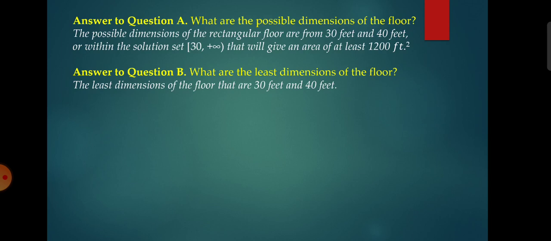Because the smallest area is 1,200 and anything bigger is also acceptable. Answer to question B. What are the least dimensions of the floor? The least dimensions of the floor, the smallest dimension, is 30 by 40. It can also be 35 by 45 or 40 by 50 and so on.